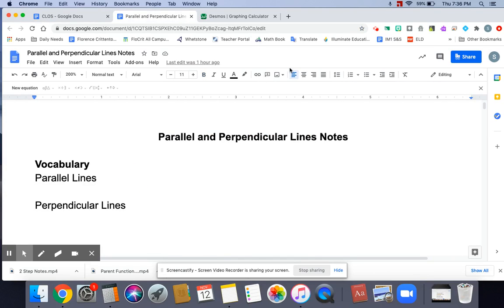So the two new words are parallel lines and perpendicular lines. And that's what the notes are about, parallel and perpendicular lines. So two parallel lines are two lines that never cross. So they are running in the exact same direction forever and ever. Watch.